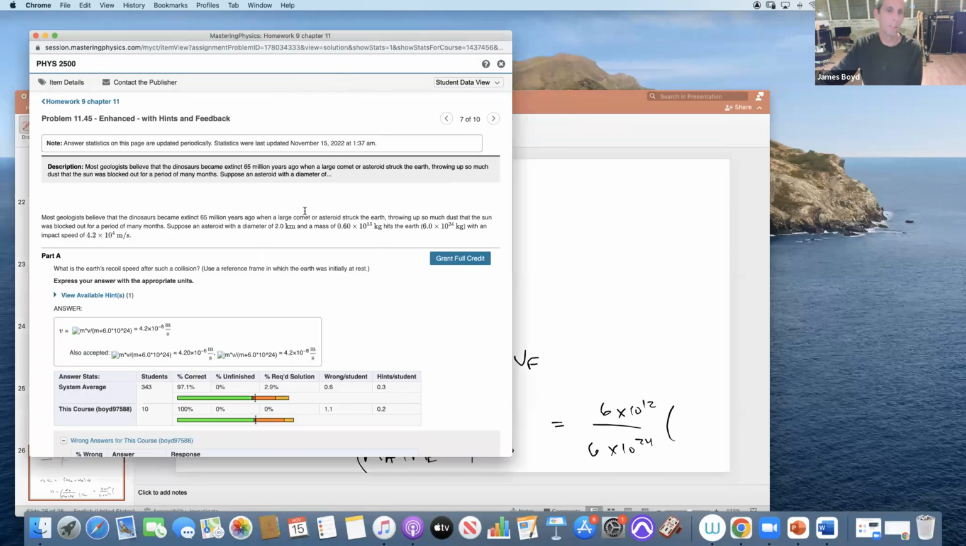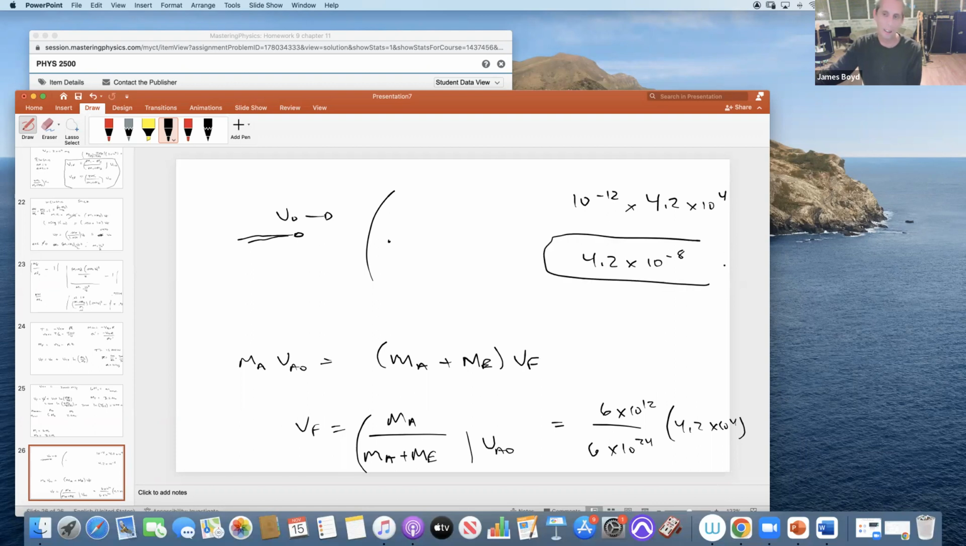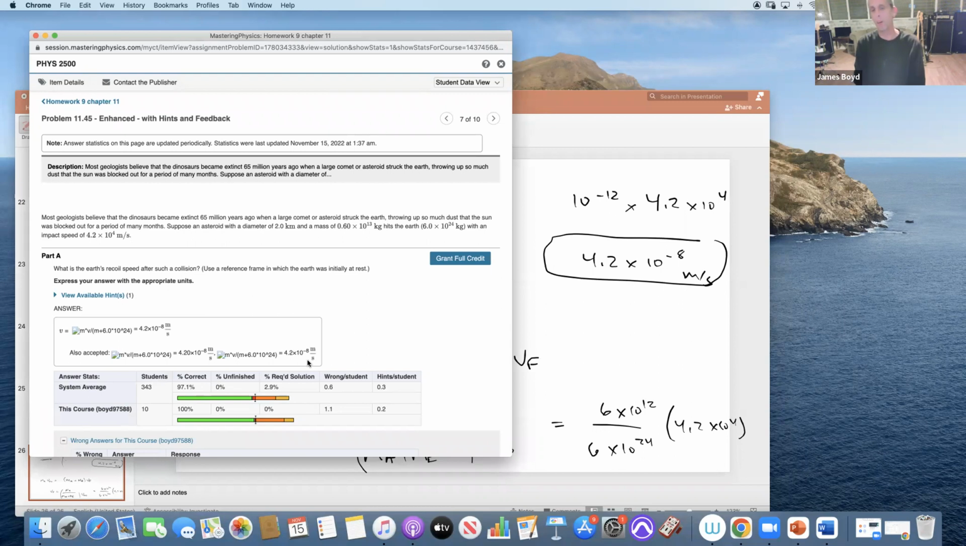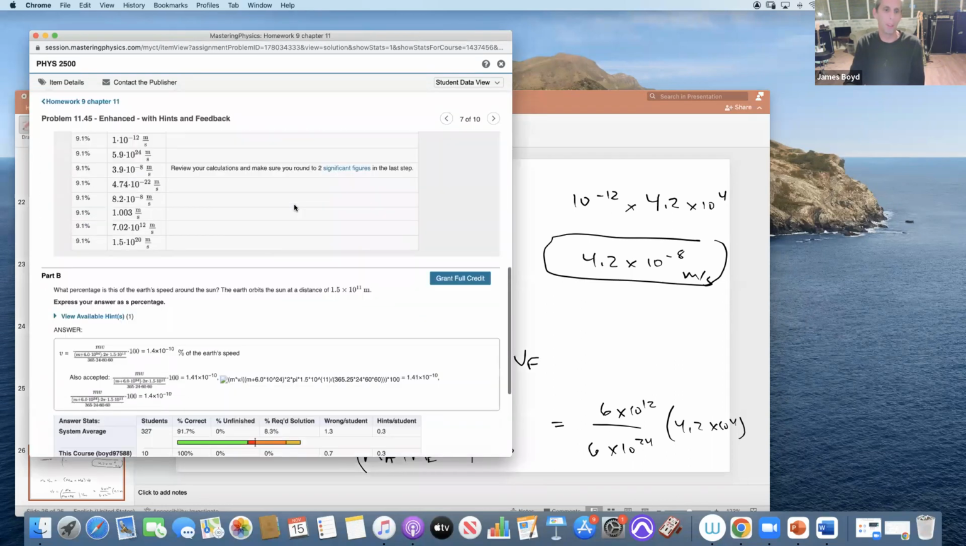Times 4.2 times 10 to the 4th. Now, 6 divided by that is 10 to the minus 12 times 4.2 times 10 to the 4th. You add the exponents when you multiply them, so I get 4.2 times 10 to the minus 8 meters per second. Very small. It's a perfectly inelastic collision, they stick together. Very small amount of recoil.